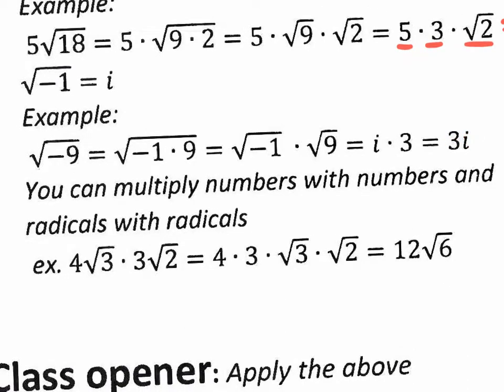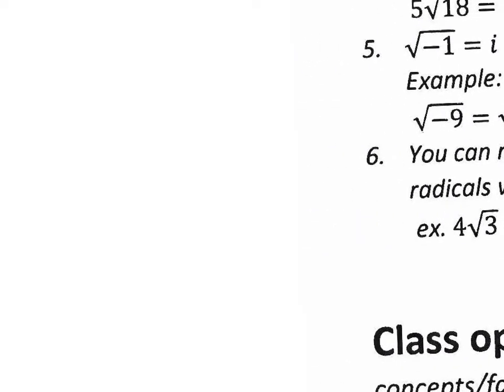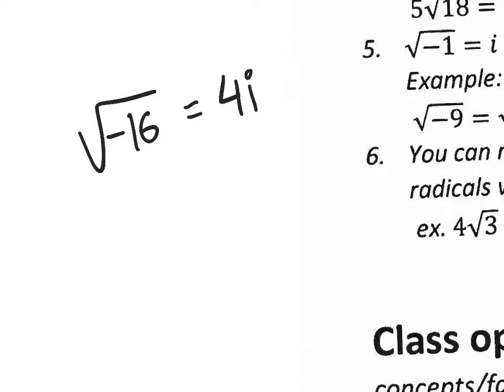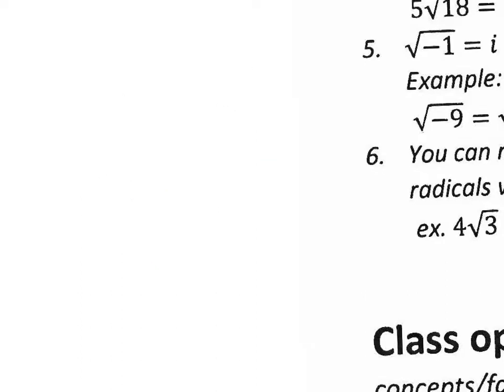Now the complete work here is negative 9 is really negative 1 times 9, and the square root of negative 1 is i, and i times the square root of 9, which is 3. i times 3 is 3i. You don't have to show all that work. All you need to do is know that when you have the square root of negative 16, what's your answer going to be? 4i. That's it. That's all you need to know. If I have the square root of negative 25, what's the answer? 5i. That's all you need to know.